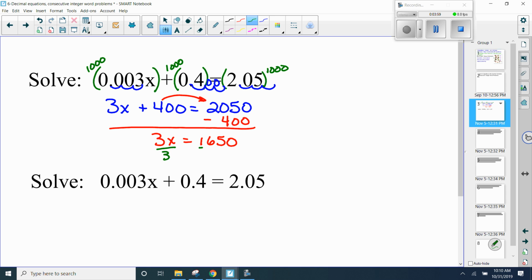Then what do you need to do? Divide by 3. So I'm going to take 1650 and divide by 3. 3 goes into 16 5 times. 3 goes into 15 5 times. Am I done? No. Please don't forget to put your 0 up there. So you end up with x being equal to 550.